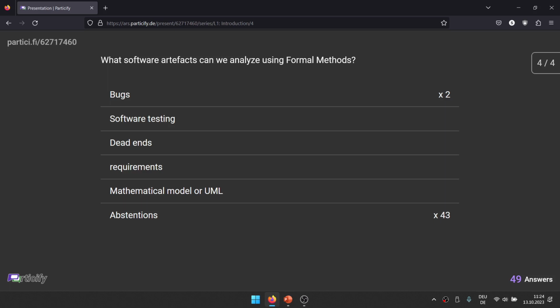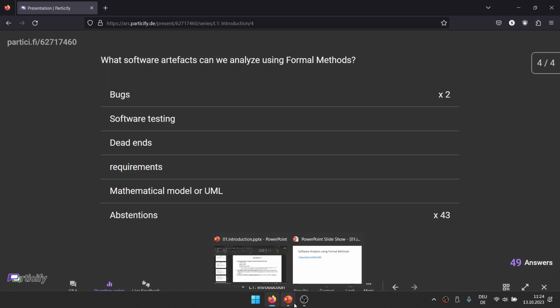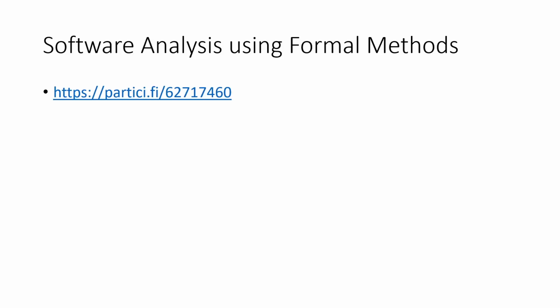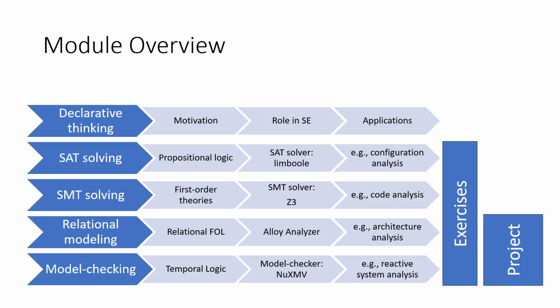So there's lots of areas. Another artifact would be configuration files, right? Like the security configurations of your Amazon Web Services platforms. You would also use formal methods to make sure that they don't have any issues in them. So there's a wide range of things that we can analyze using formal methods, and it's not always just the obvious thing like code or models.